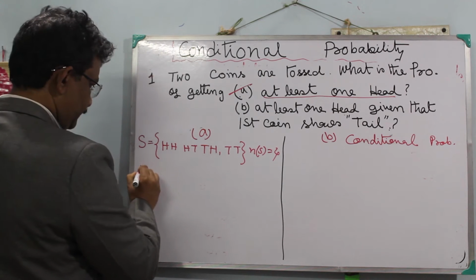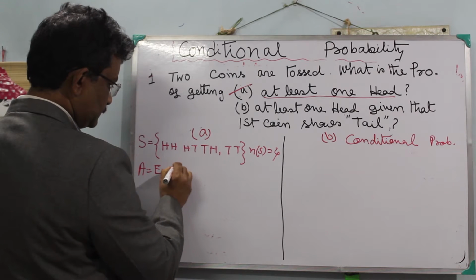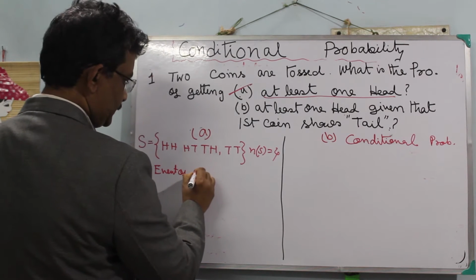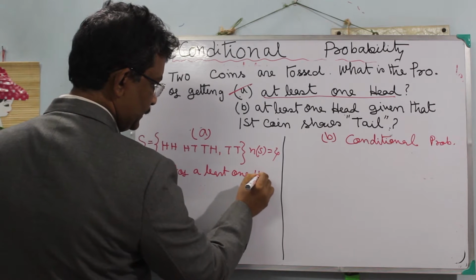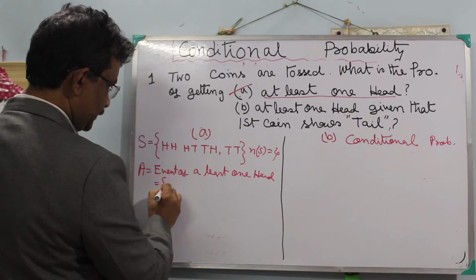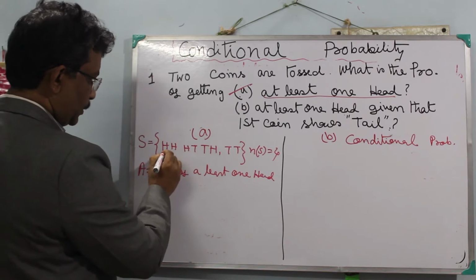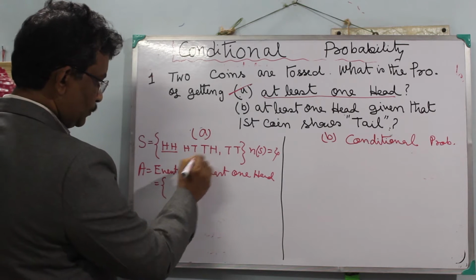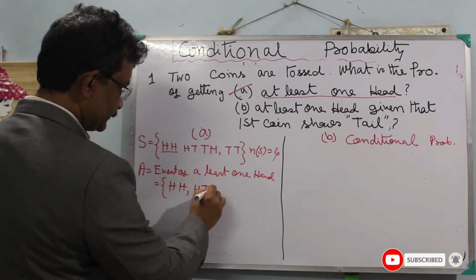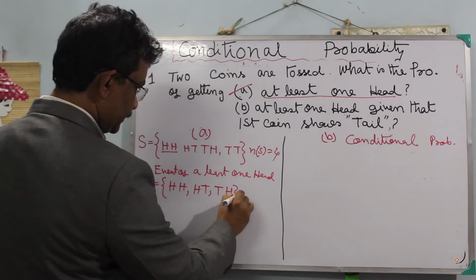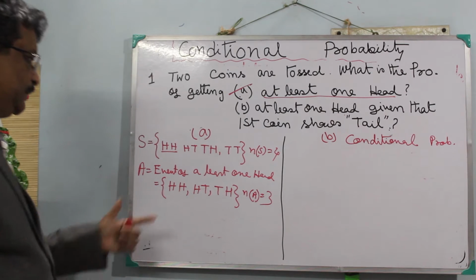Let A be the event of getting at least one head, and what are its elements? At least one head means two heads also satisfy. So head head, head tail, tail head. These are the elements, and n(A) is equal to 3.